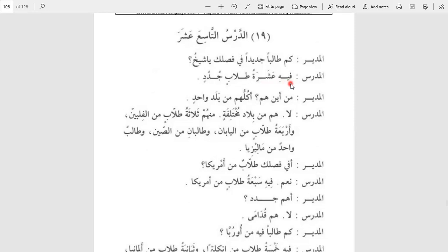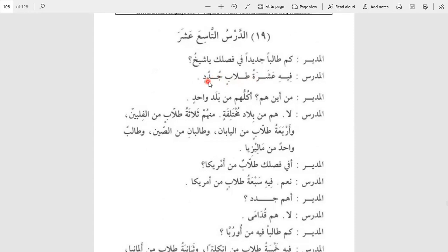So we do have here fihi asharatu tulabin jududun. There are 10 new students. And look at the construction here, asharatu tulabin. Why asharatu? We said when the maudud is mudhakkar, the adad becomes opposite to the maudud. And here the maudud is mudhakkar, so the adad is mu'annath. Always opposites, except in 1 and 2.